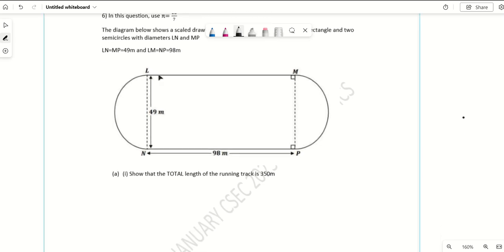Now, total length means distance around, and when you hear distance around, the first thing that's supposed to pop into your head is perimeter, right? Another word for perimeter of a circle is also known as circumference, right? So let us first look at this. From L to M is 98. So we already know this. This is 98, and then from N to P is 98. So let's write that down.